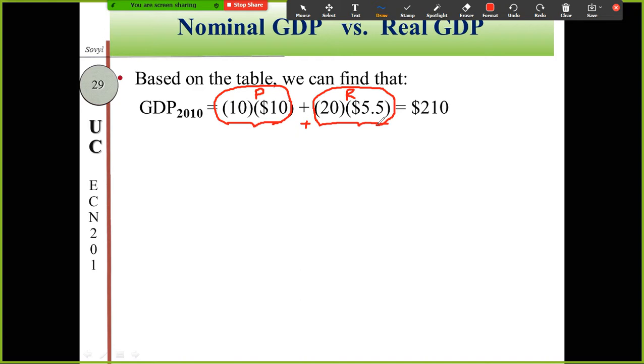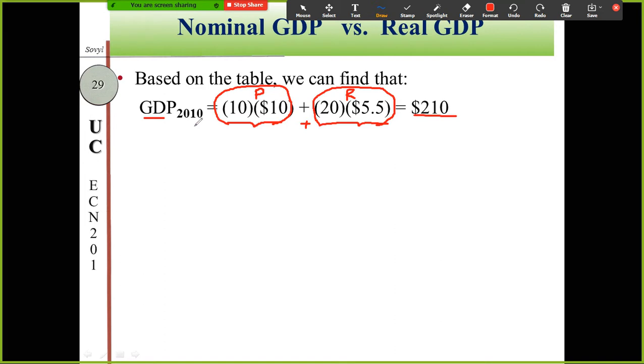GDP is the total market value of final goods. We don't have services here, so only final goods. The market value of pizza is a final good, and the market value of rice is a final good. When we add them together, we get GDP, which should be GDP by production.